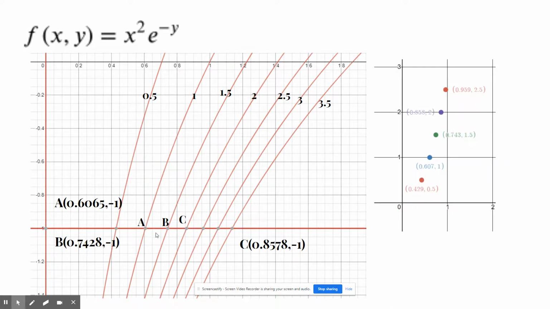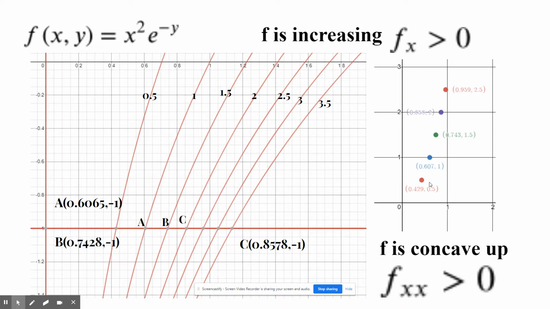I looked at it a different way. I plotted most of these points on the xz plane, where the z-axis is my vertical axis and my x-axis is the horizontal one. And as you can see, the function is increasing. We already discussed that before: we said that fx is positive. It's not really clear, but it does look like there is some concave up going on here. So you can say that f is concave up, so therefore fxx is going to be positive in this case.